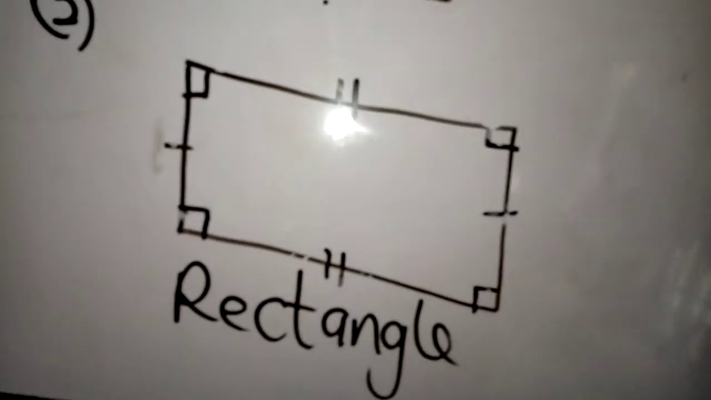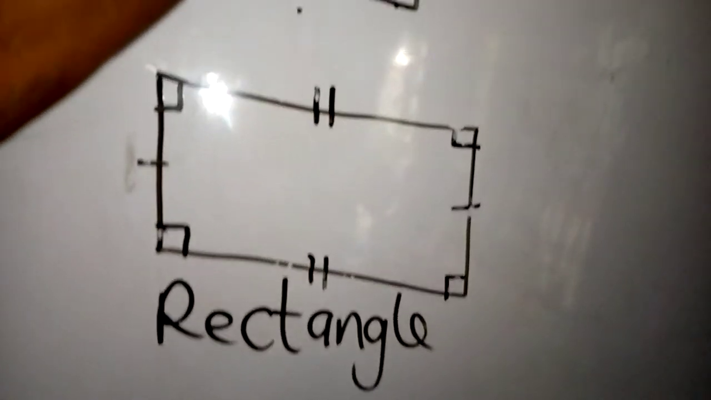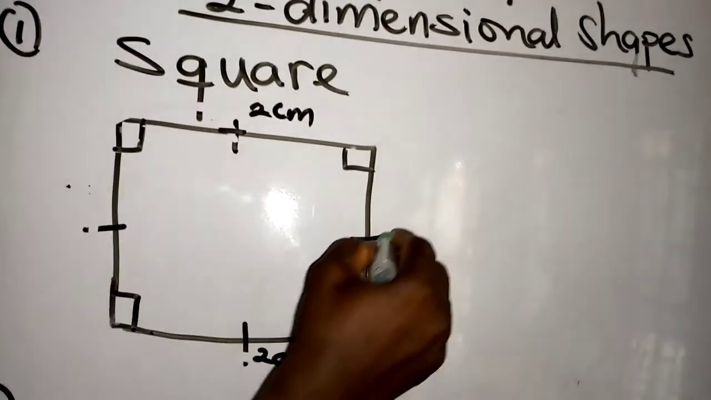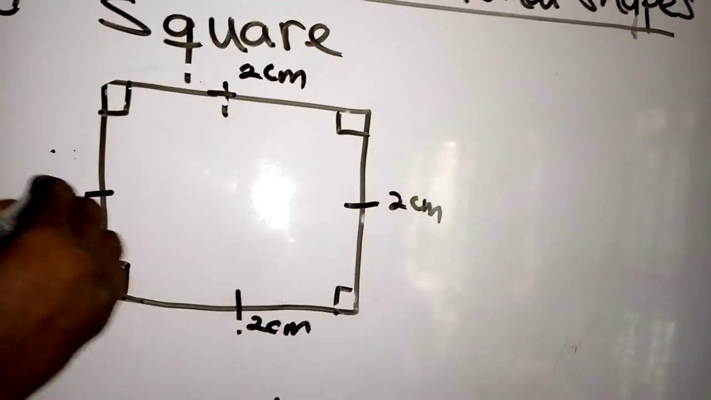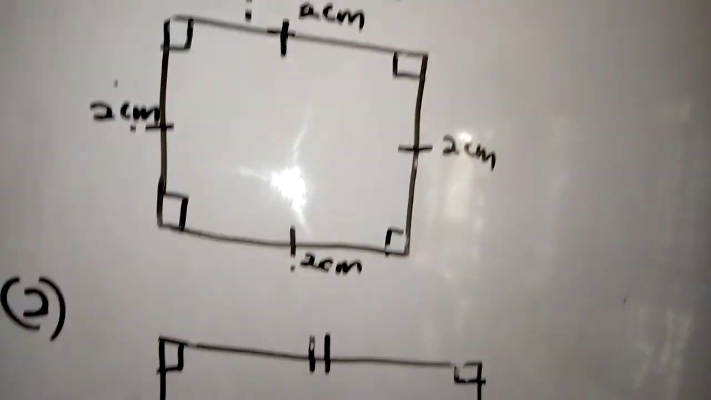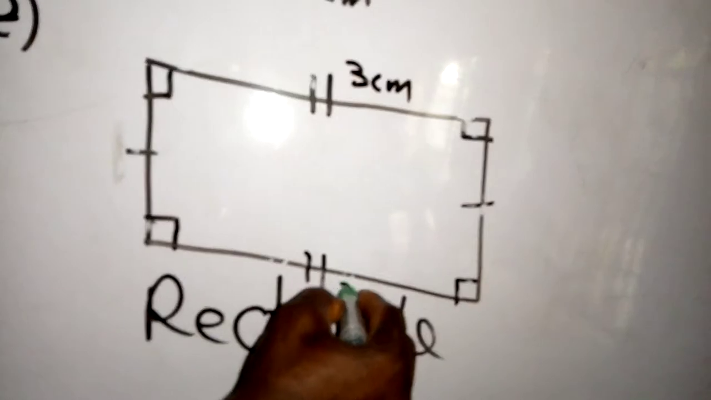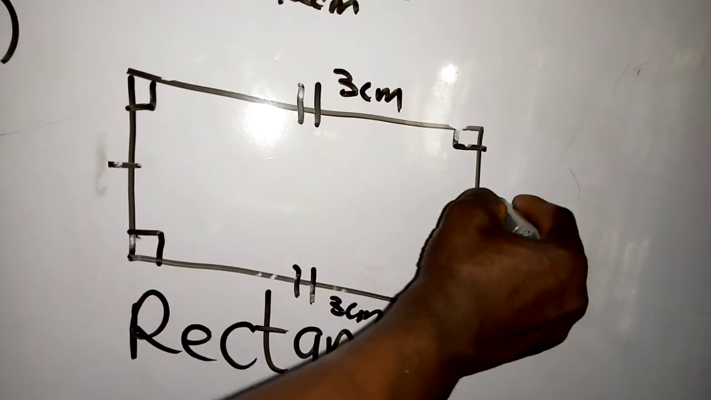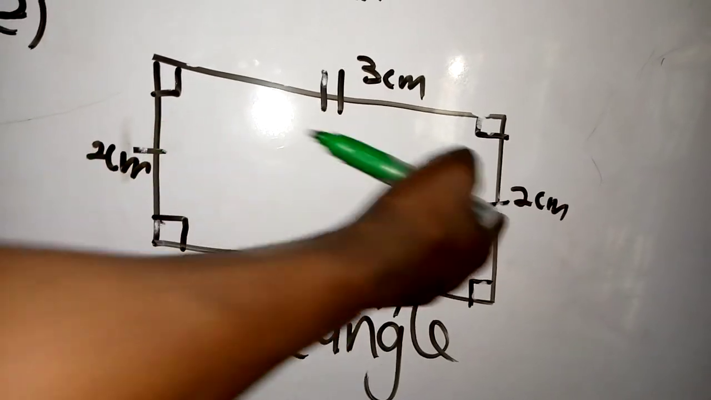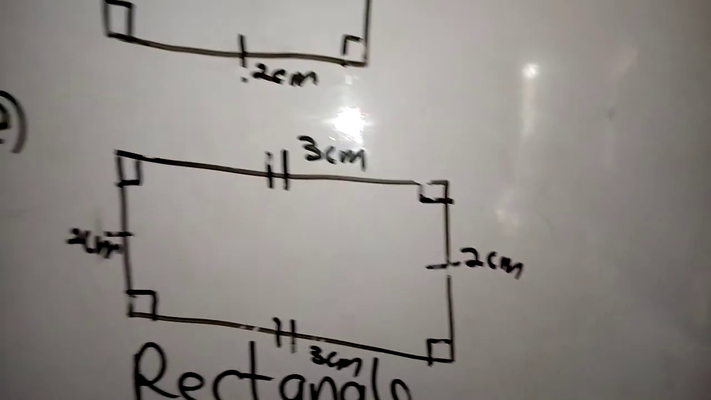So, in a square, if this side is 2 centimeters, this side also will be 2 centimeters, and this one also 2 centimeters. I mean that all four sides are equal. But in a rectangle, if this side is 3 centimeters, this opposite side is also 3 centimeters. Why are the two opposite sides equal? Okay? Do you have any question?